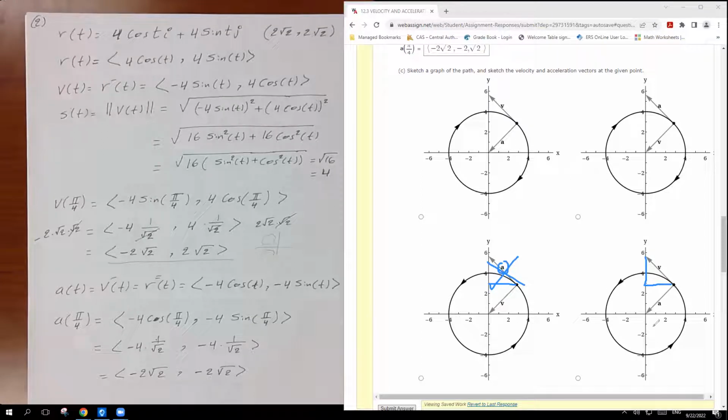The same thing with acceleration. Let's check that. It's negative, negative. That means I'm going to go 2 square root of 2 to the left, and then I have to go down 2 square root of 2. So that means this is the acceleration. This one is going to be the right graph. Let's choose this one.